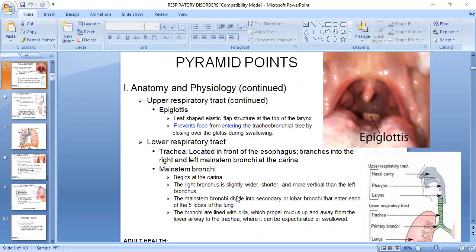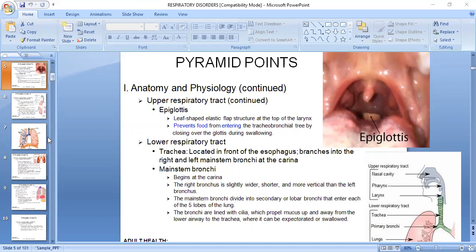The right bronchus is slightly wider than the left, and the mainstem bronchi divide into secondary or lower bronchi, which we explained a few minutes ago. The bronchi are lined with cilia, ciliated. So when any infection or dust material enters, the cilia try to catch it.